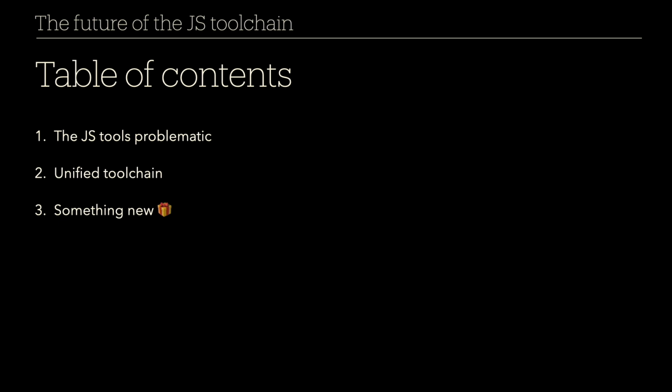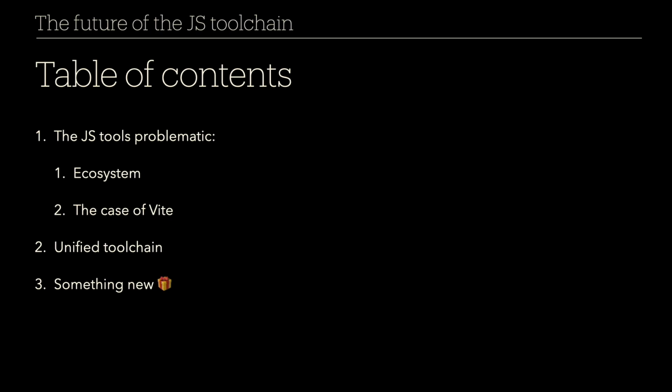And now let's start with the topic. This talk will be divided into three parts. First, I will talk about JS tools in general and the problems associated with them. In the second part, I will talk about this idea of a unified toolchain. We will go more into details into Oxy and so on. And then I will present something new, which is not that new because it was announced like 2 months ago, but still I wanted to preserve some suspense. I mean, you probably heard about it already, but okay.